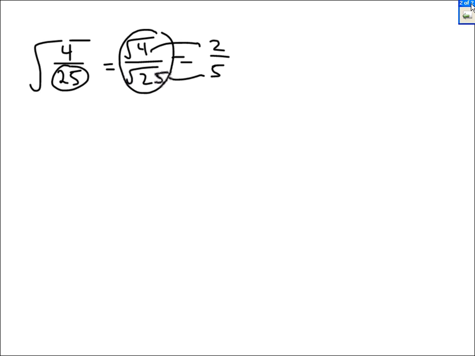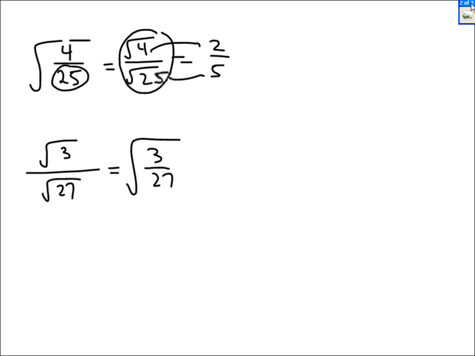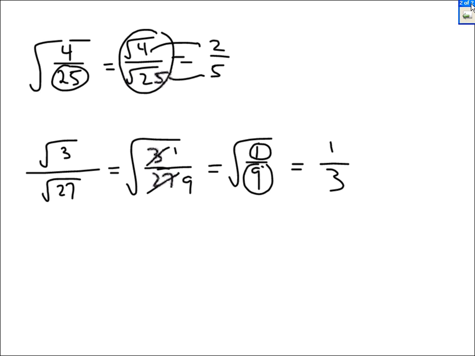Now, if you have the square root of 3 over the square root of 27, you can realize that as the square root of 3 over 27. But this can be reduced to 1/9. 3 goes into 3 one time. 3 goes into the bottom number 9 times. The square root of 1 is 1. The square root of 9 is 3. And this is 1/3.